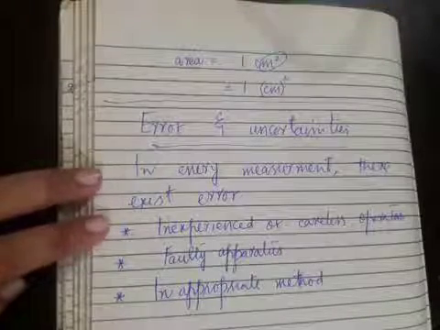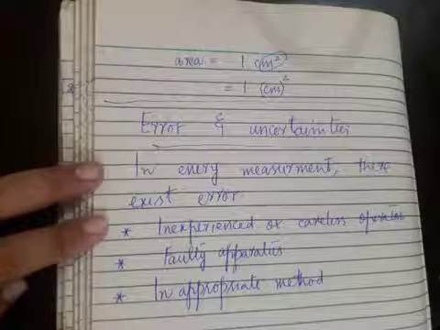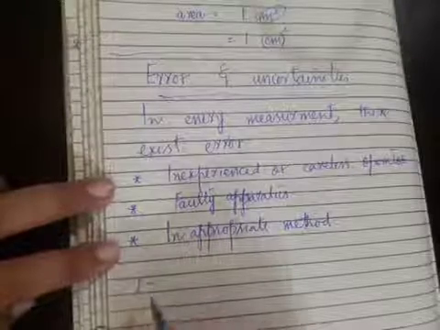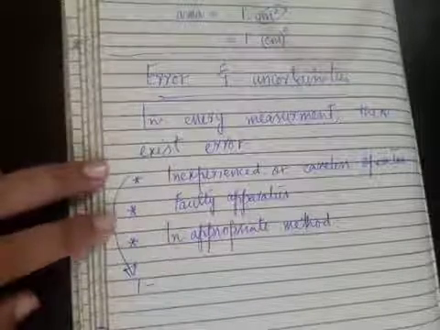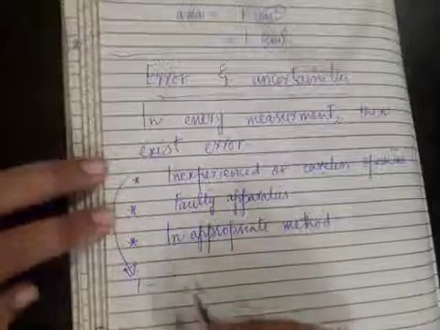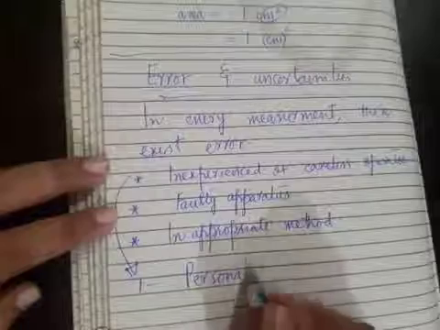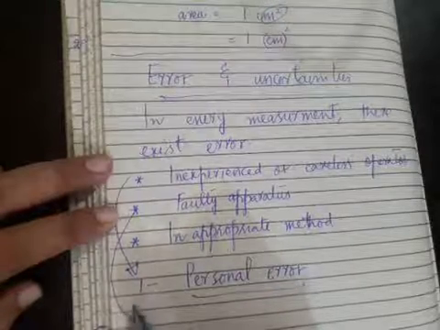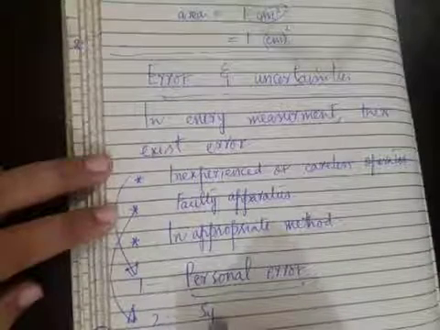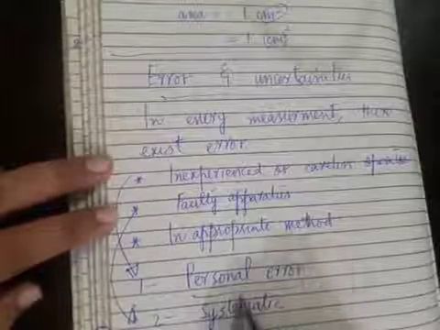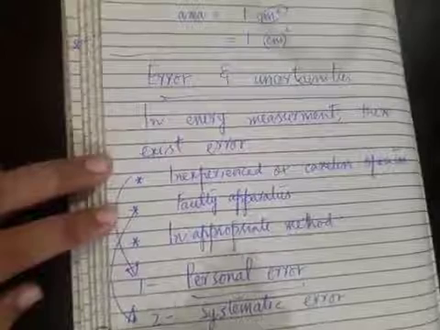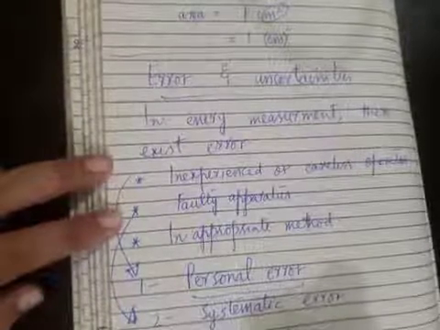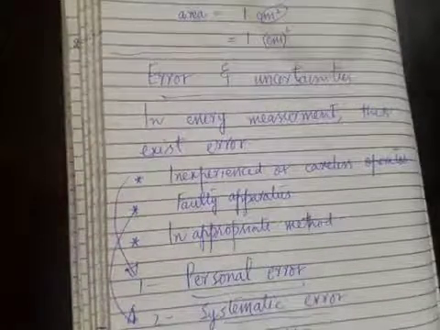Keeping these conditions, now we are going to place the error in different categories. From the first condition or reason, we call it personal error. The error due to the person or the operator is personal error. Second could be systematic error. And the third one is random error.